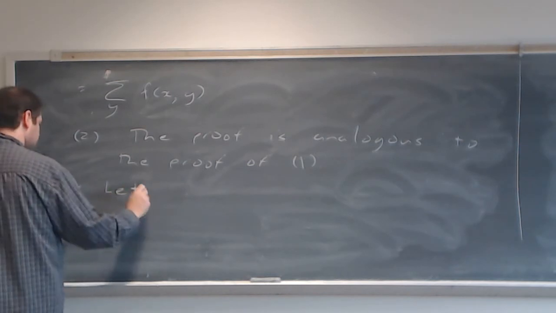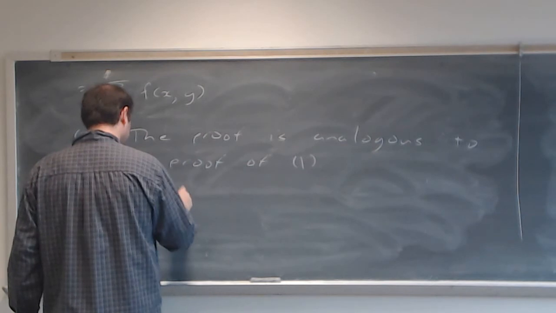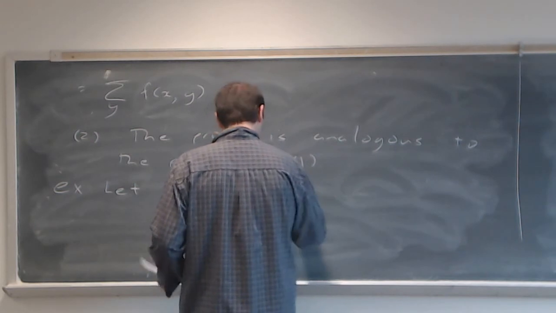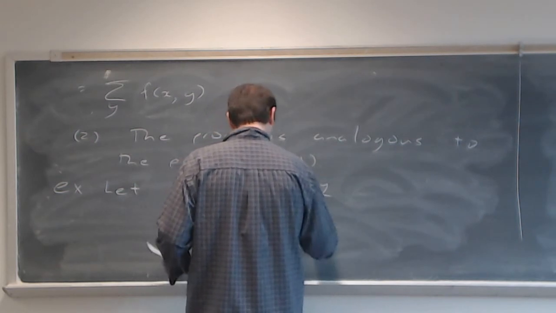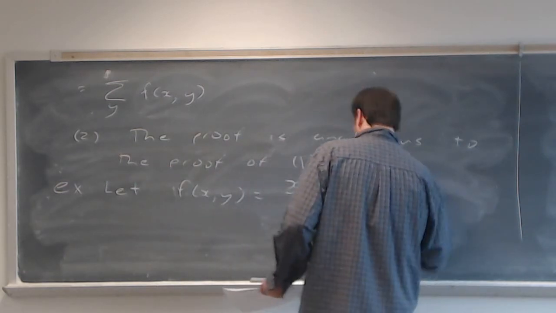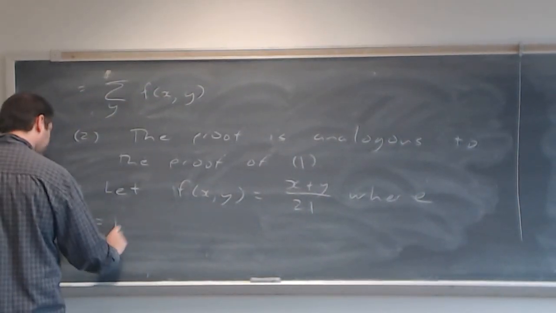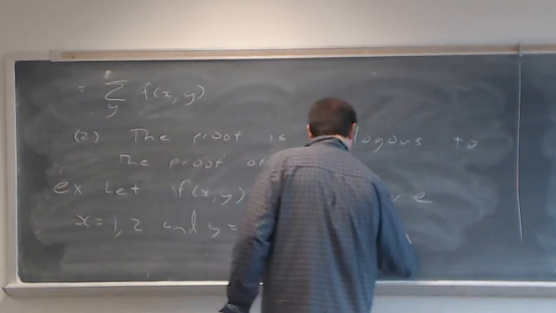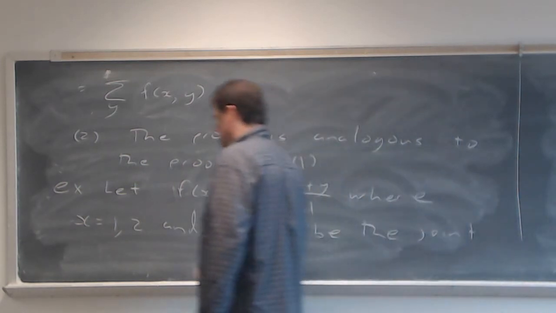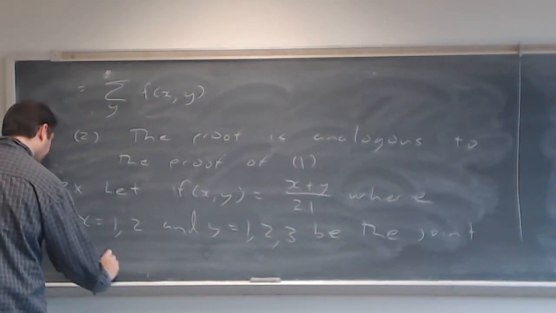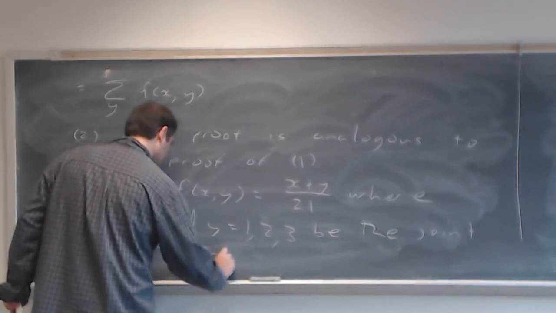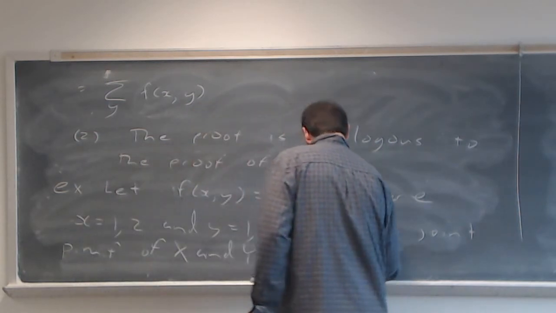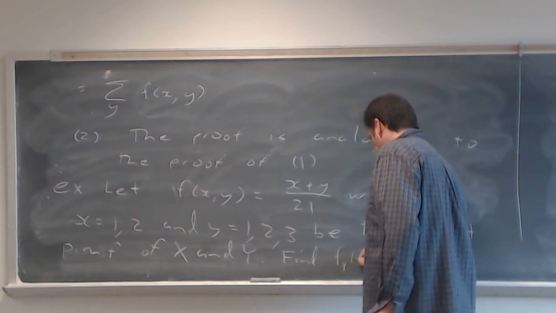Let f of x comma y, which we're going to define to be equal to x plus y over 21, where x values are 1 and 2, and y values are 1, 2, and 3, be the joint probability mass function of x and y. And the directions are: find the PMF of y.